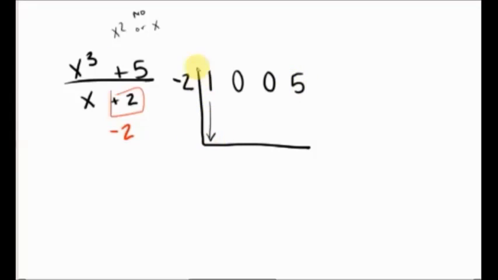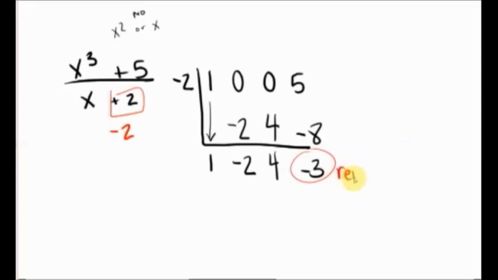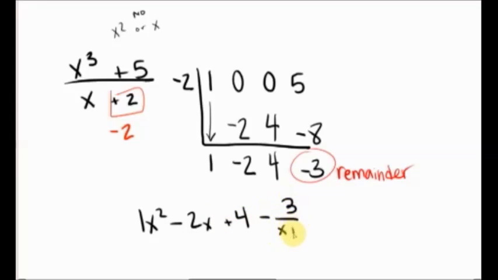So bring our 1 down, we've got 1. Negative 2 times 1, that's still negative 2. And so you'll get negative 2 here. Negative 2 times negative 2 is 4. 4 plus 5... negative 2 times 4 is negative 8. Negative 3, and that is our remainder. So we will write the problem as 1x squared minus 2x plus 4 minus 3 over x plus 2.